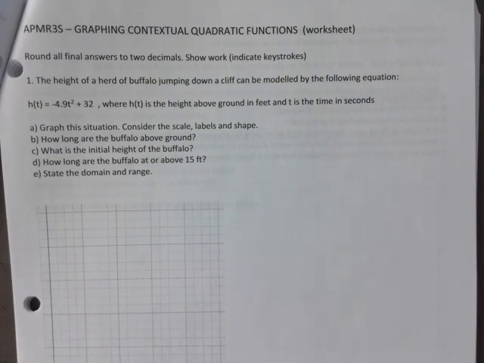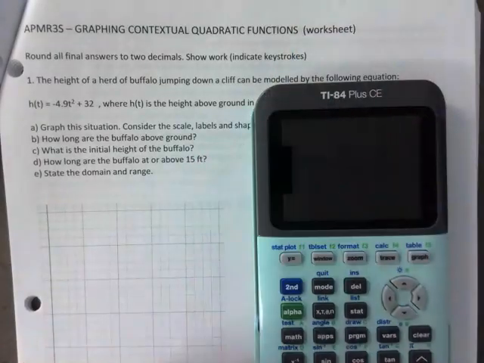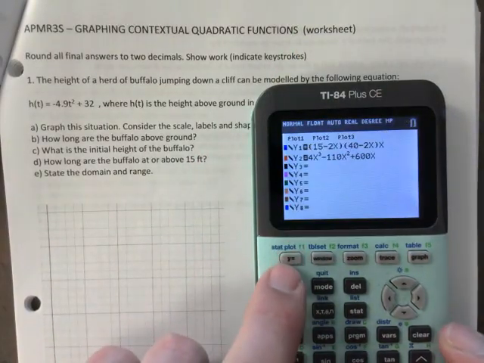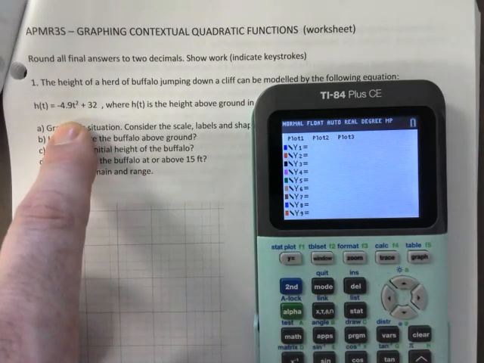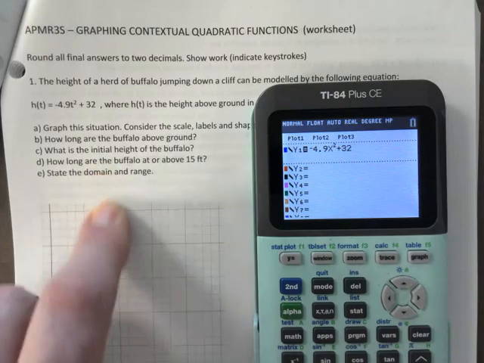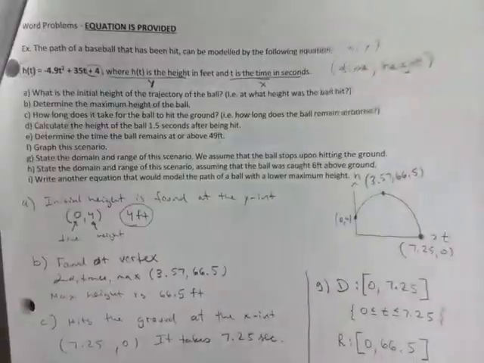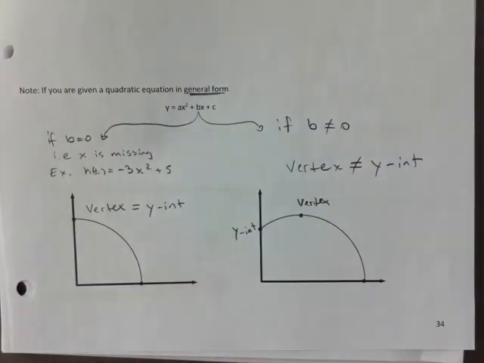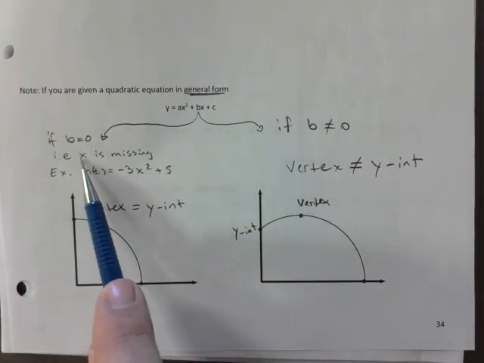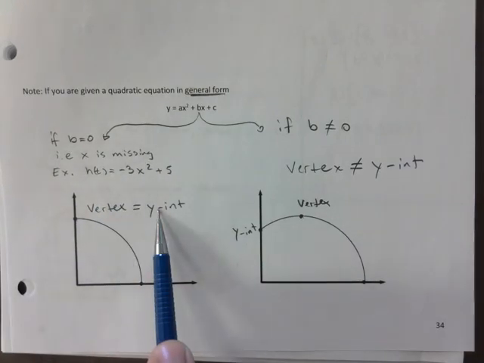Okay. So what's the first step when you get an equation? Type it into your calculator, right? So let's do that. This one is missing a piece, right? It's missing x. Do you remember what I said about the missing x if you go to page 34? If x is missing, the vertex and the y-intercept are the same.